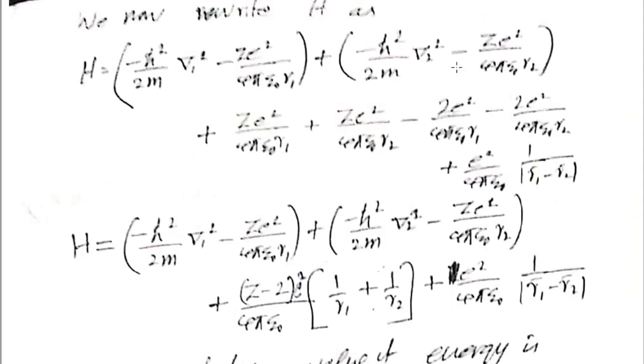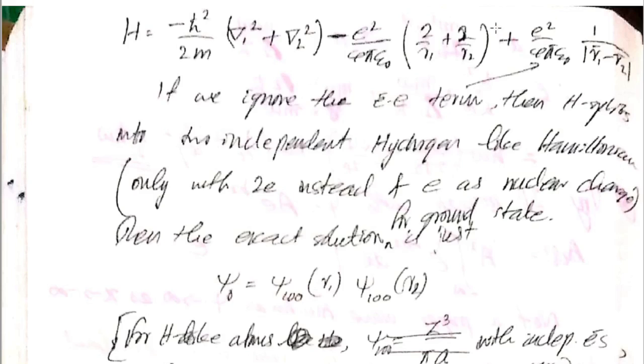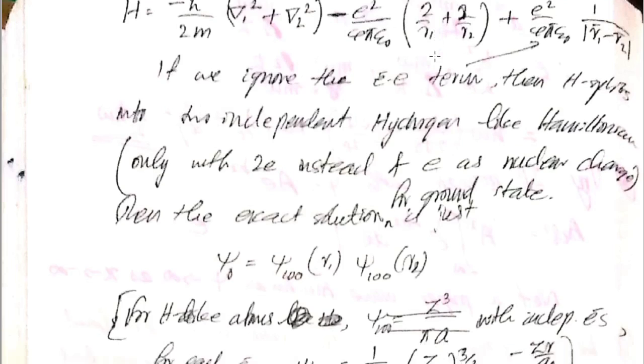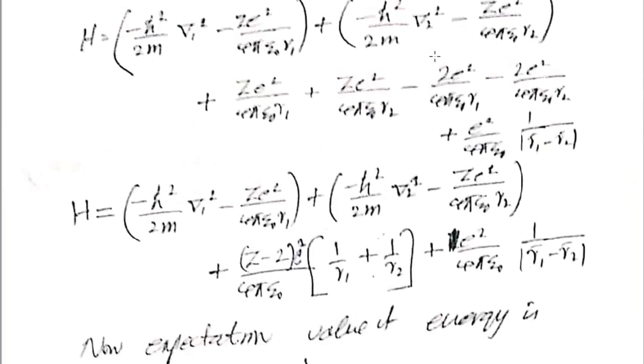These two terms are also equal and opposite, and then what remains are the original terms in the Hamiltonian. This is the original Hamiltonian. The same expression is written here, but we are adding two equal and opposite terms. Then comes the inter-electron, that is electron-electron repulsion term.